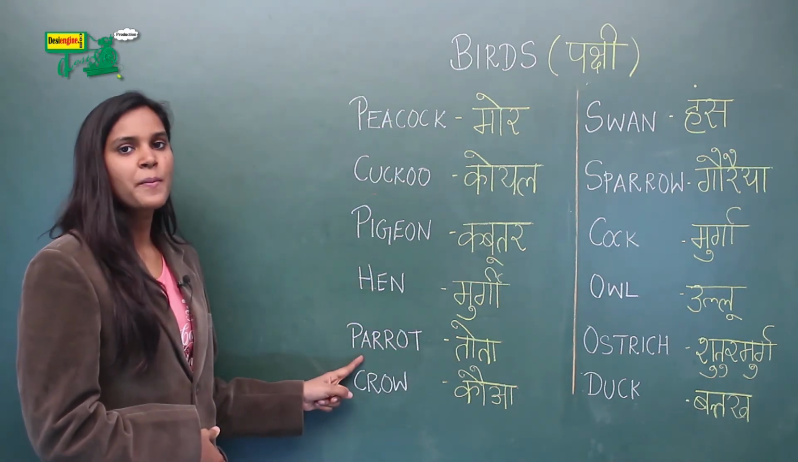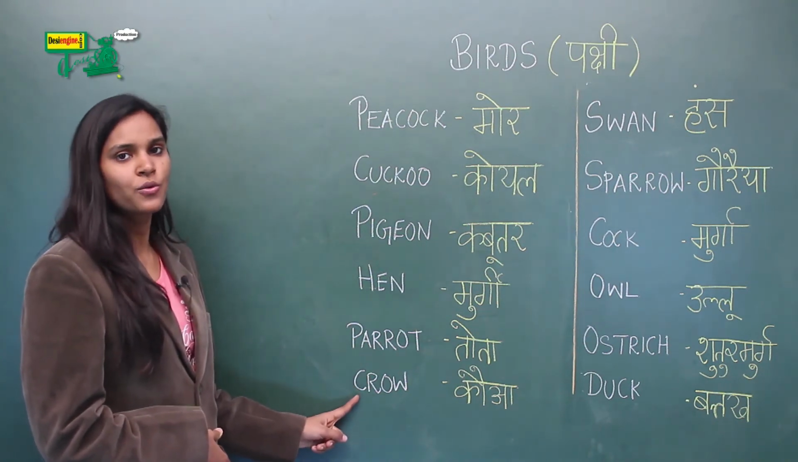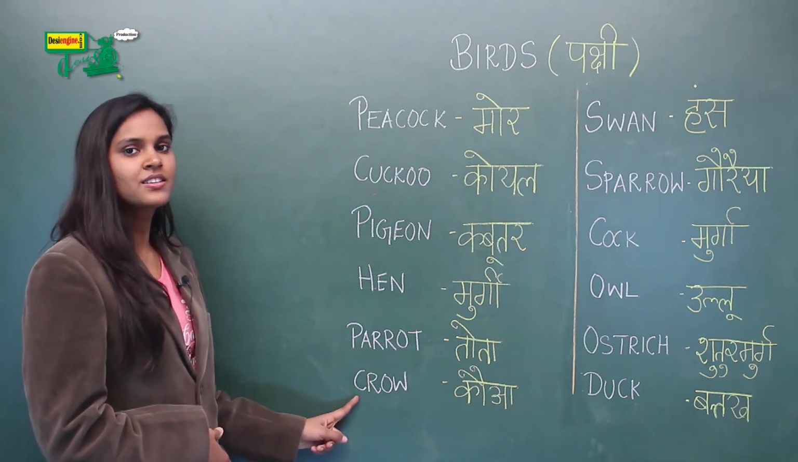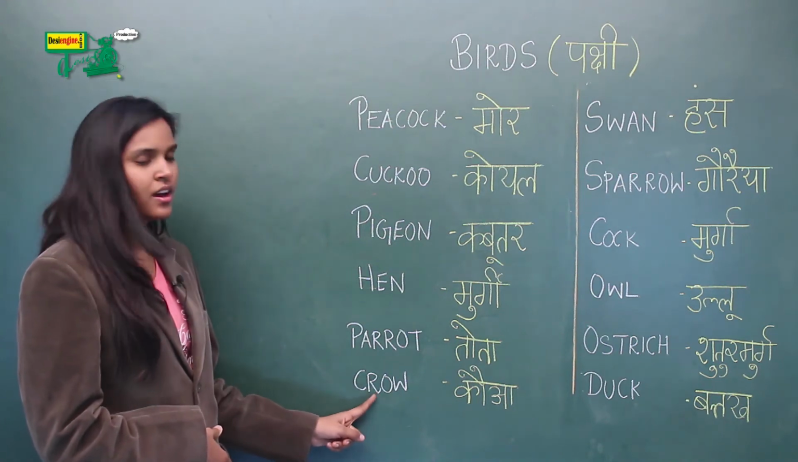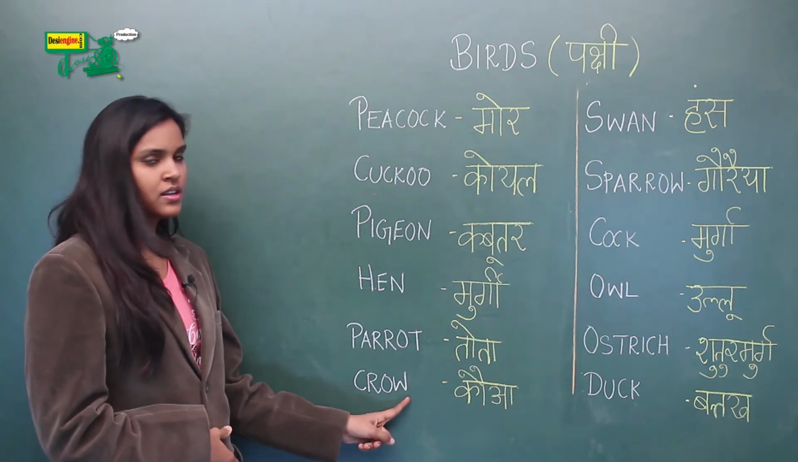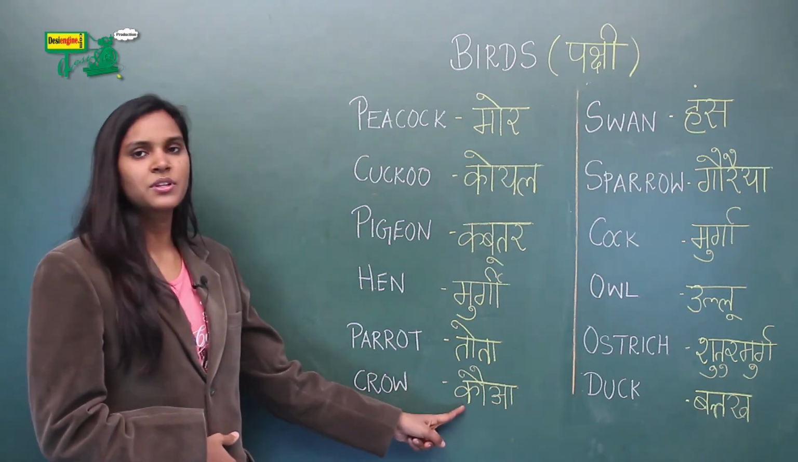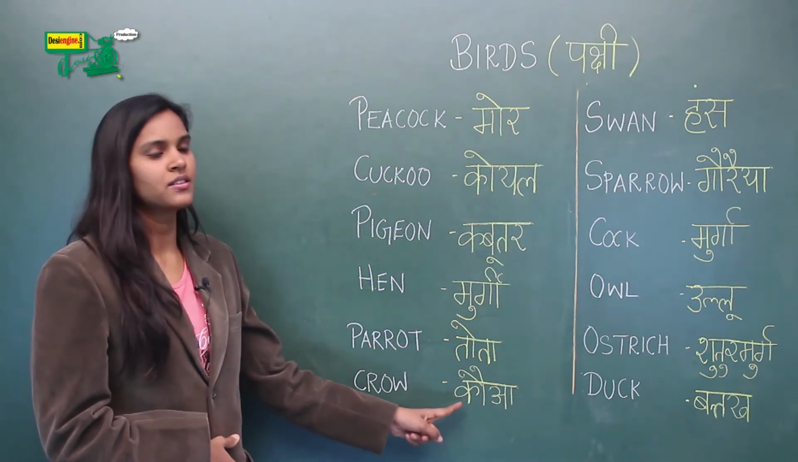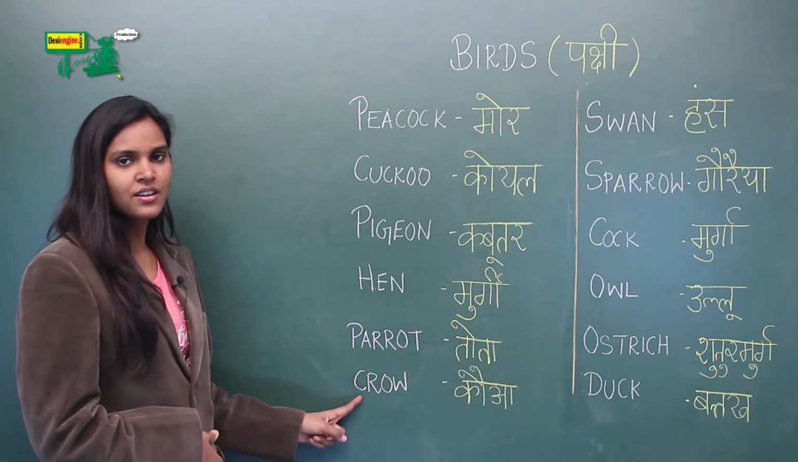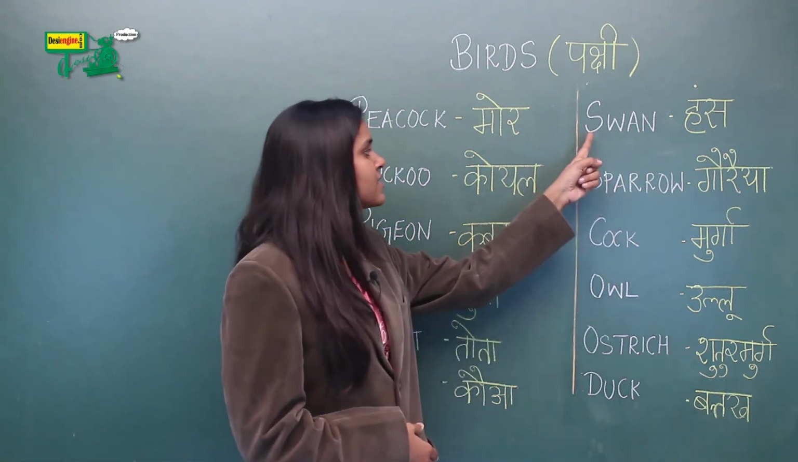Say it again. Parrot. The next bird is crow and it is spelled as C R O W. Crow. इसका मतलब होता है कौवा. Say it again. Crow. Let's come to the next set of birds.